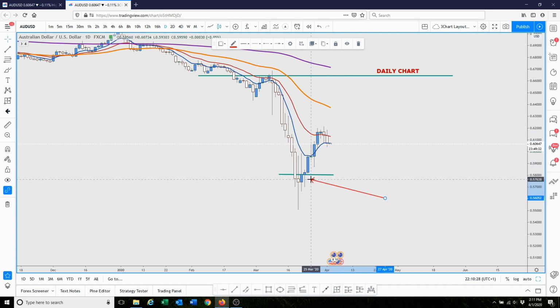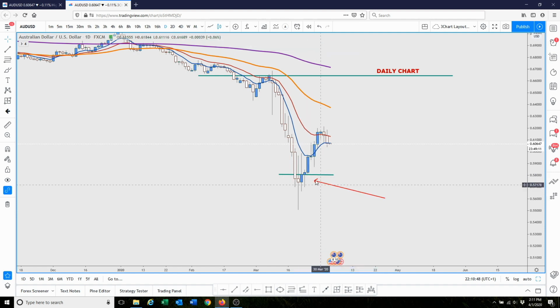But again, I'm going to tell you the next secret part of this: we don't want to have a 300 pip stop loss, or whatever it was, I believe it was like 298. We don't want that. But when we see a bullish engulfing candle, 3-pin formation on the daily, we mark off where the bullish engulfing candle happened. Right here is the bullish engulfing.